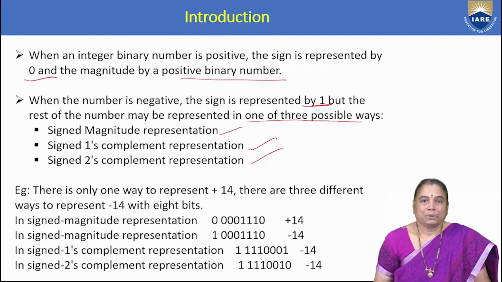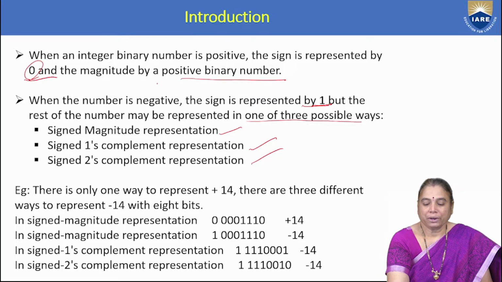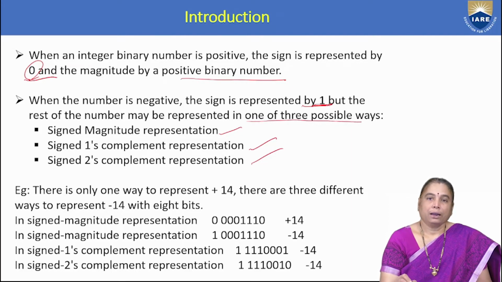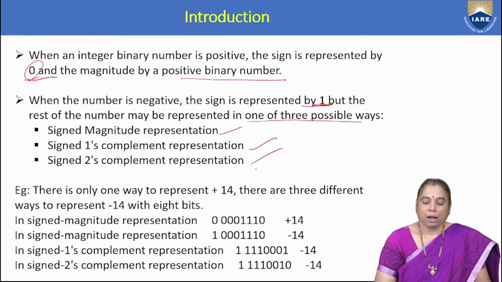In the case of a positive number, the sign bit is 0 and the magnitude represents the positive binary number. In the case of a negative number, the sign bit is 1 and there are 3 possible ways to represent this negative integer value: signed magnitude representation, signed ones complement representation, and signed twos complement representation. How these 3 representations are used, we will discuss by taking an example.